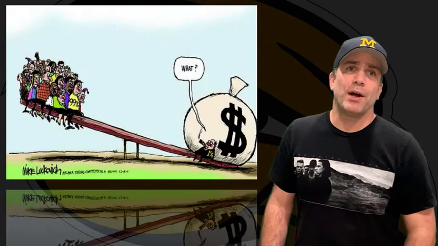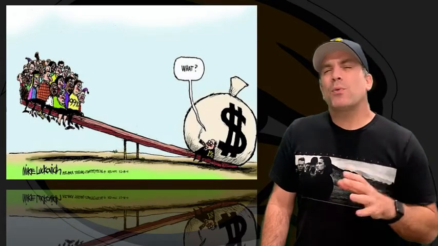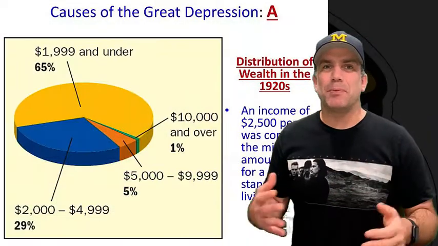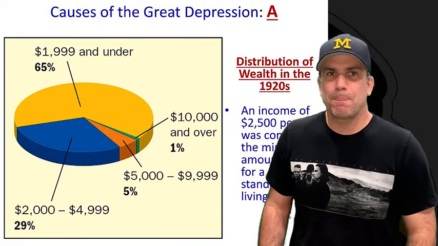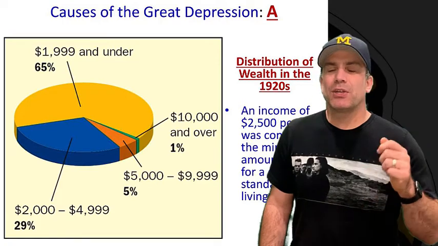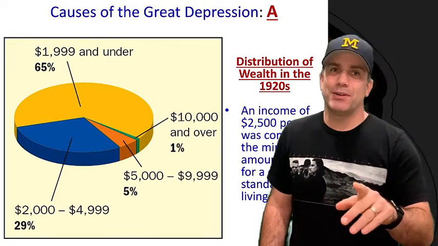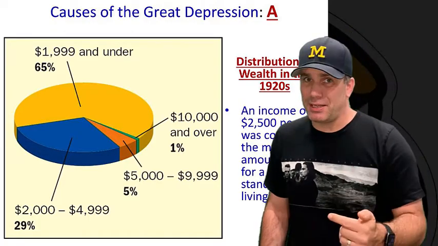Then the next two factors that we're going to talk about go hand in hand. They are unequal distribution of wealth and the availability of easy credit. While the Roaring Twenties gave the appearance of great prosperity, the reality is that the booming economy was only impacting a small percentage of the population. The income of the wealthiest 1% of Americans grew by 75% during this time. However, the income of Americans as a whole increased by only 9%.